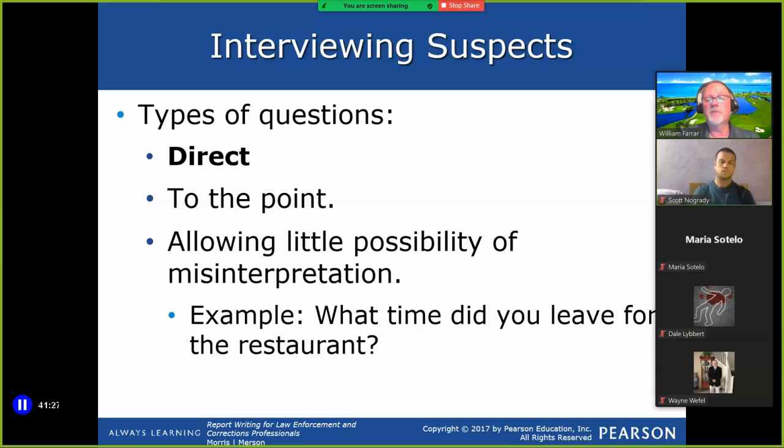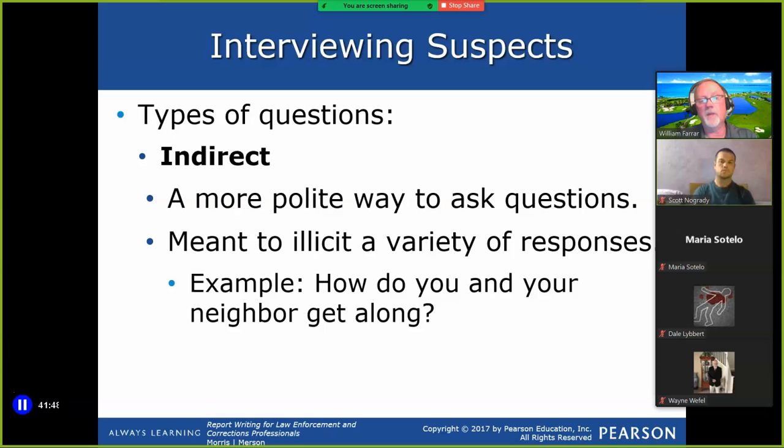So an example of a direct question could be, what time did you leave for the restaurant? It's pretty specific, because you're looking for a time. And if they were to say, well, I'm really not sure, you may have to do a follow-up question. Well, what time do you think it was, or what have you? So if you're trying to lock them in. So that's a direct question, something very much to the point.